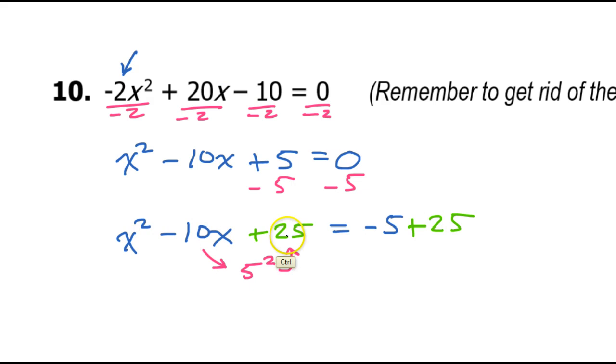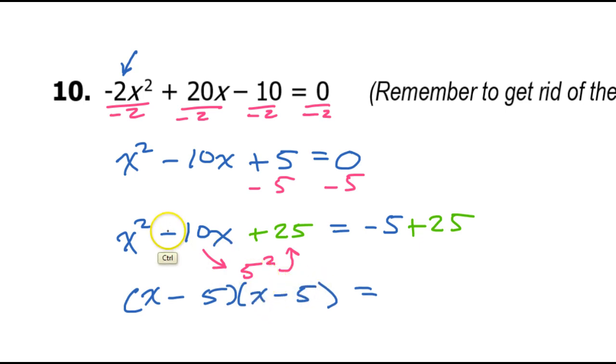Okay? Now, the point of picking this number is to make it so that if I were to factor this, it will factor as the same thing twice. So this is going to factor as x minus 5 times x minus 5. Okay? The minus comes from the -10. All right? And you know it's going to be 5 because 5 times 5 makes 25.